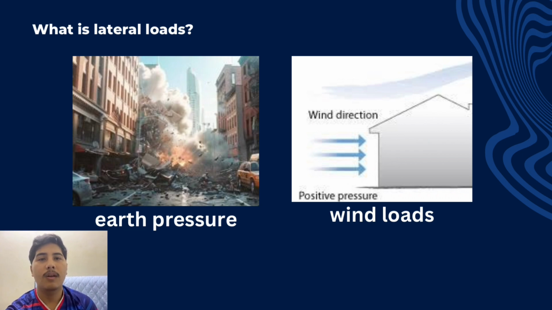We move to the effects of lateral loads. First is overturning. The structure can topple over if the horizontal forces are too strong. Second is sliding. The structure can slide horizontally if the friction at its base is insufficient. The third is shear. Internal stress within the structural elements can cause them to deform or break. The fourth is torsion, or twisting. These lateral loads can cause the structure to twist.